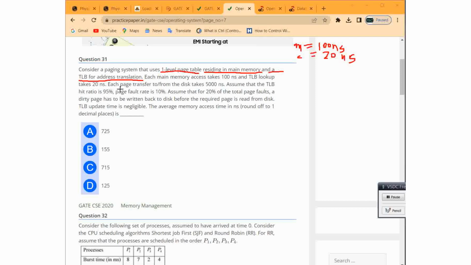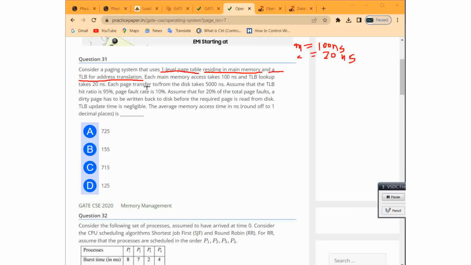Each page transfer to or from the disk takes 5,000 nanoseconds, which means when we transfer a page from main memory to disk or from disk to main memory, it takes 5,000 nanoseconds. It will happen in case of page faults, when the page is not residing in the main memory. Then we have to access the disk, and the one way process takes 5,000 nanoseconds.